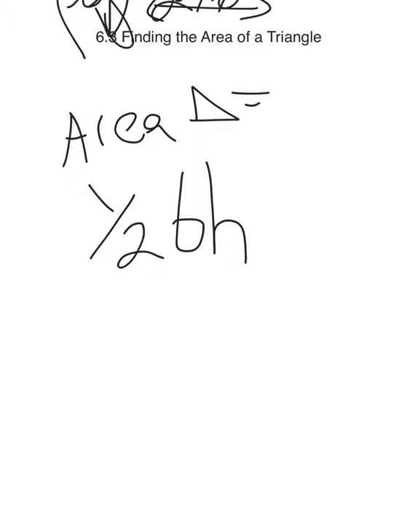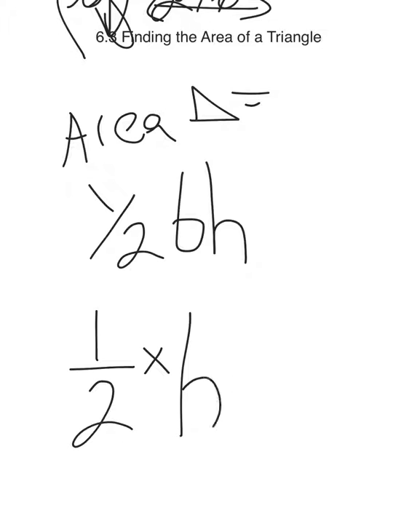Remember, in algebra, we often don't write the times symbol or the little x because we might confuse it with an actual x. So, just to make it clear for you guys, here the operation is multiplication. So the area of a triangle is half times the base times the height.